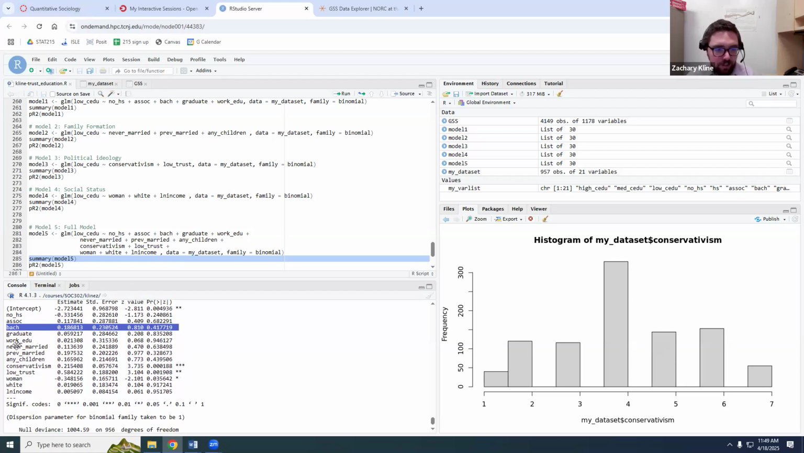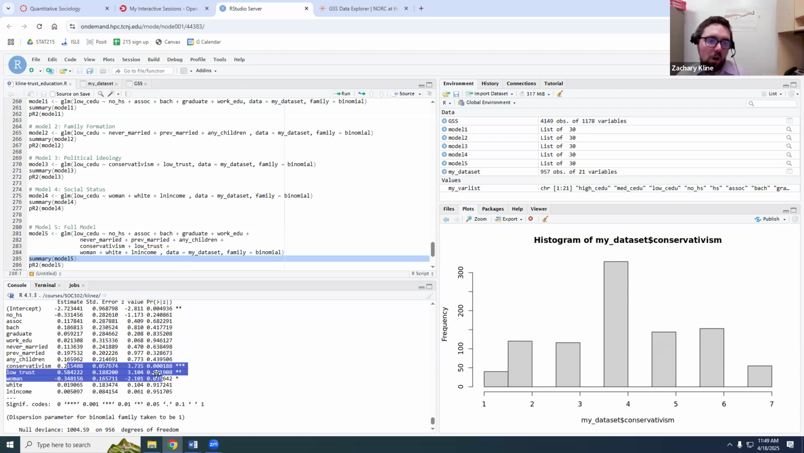Anyway, so the effect of education is fairly similar. The effect of family formation is fairly similar, where both never married and previously married are more likely to have low confidence than those who are married. Those who have children are more likely to have low confidence. But the big differences that we're finding here are that more conservative folks are more likely to have low confidence. People who have low trust in others generally are more likely to have low confidence, and women generally are less likely than men to have low confidence in education. These are three big statistically significant effects, or the effects that we're able to distinguish from zero.